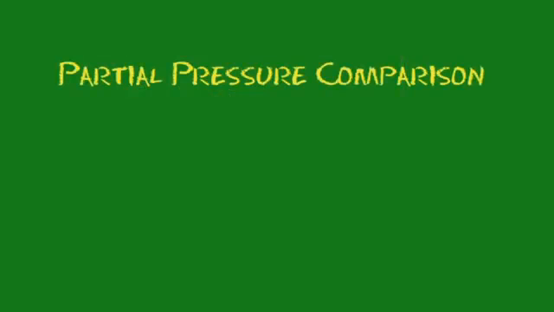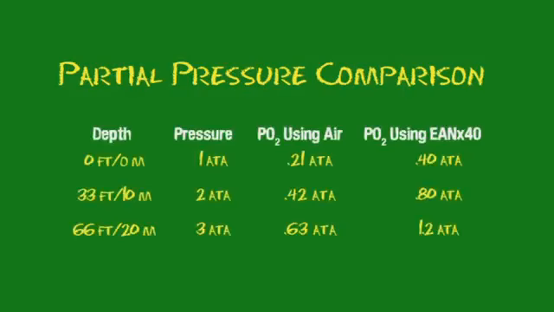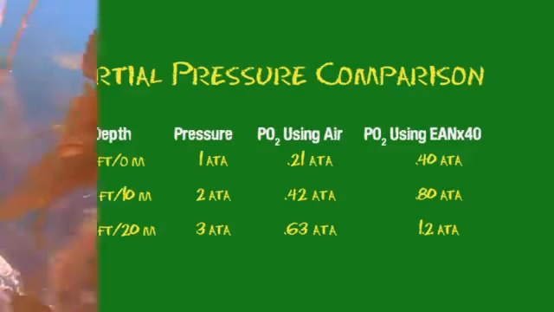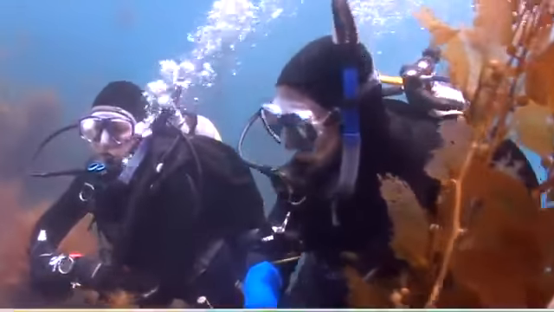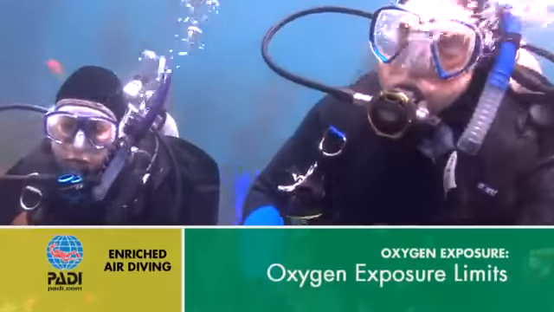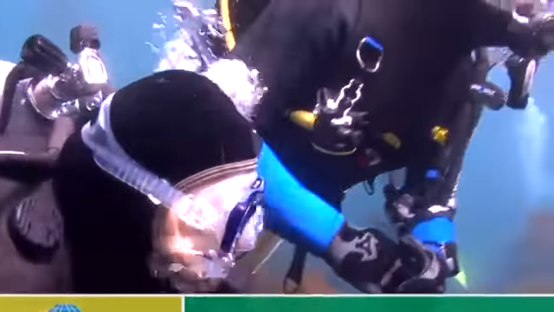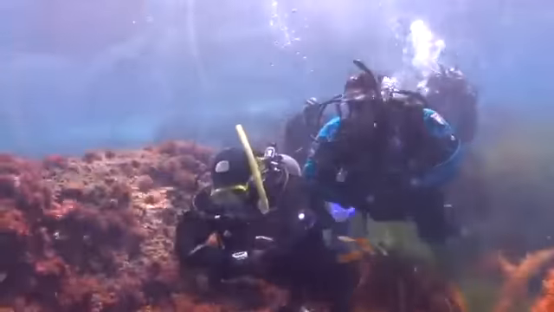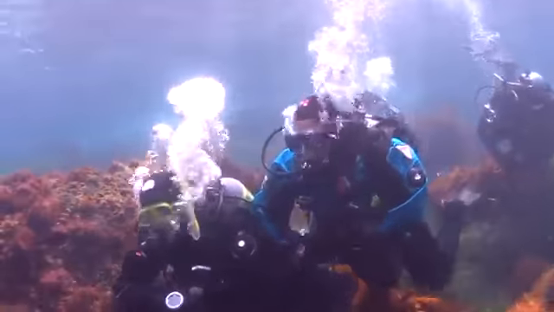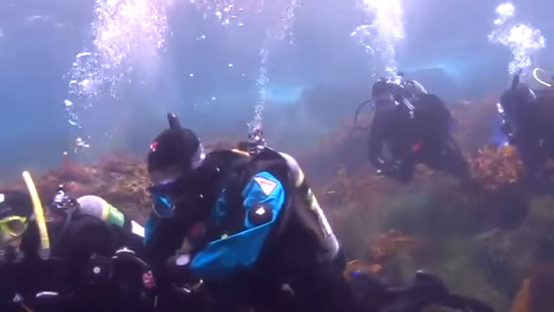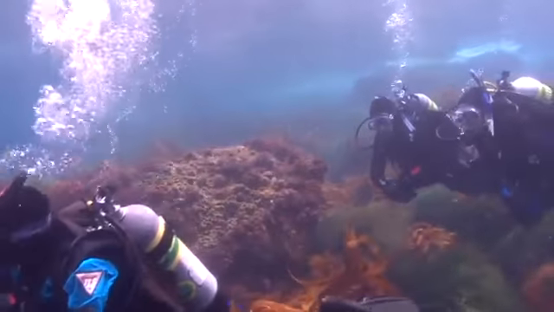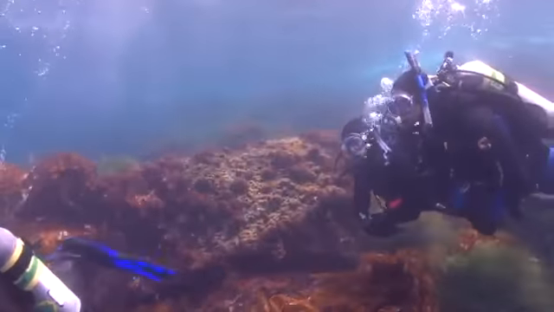Comparing the PO2s for air and Enriched Air 40 at different depths, you can see that the more oxygen in the blend, and/or the deeper you dive, the higher the partial pressure. Let's look at how you use oxygen partial pressures to stay within limits to avoid oxygen toxicity, which can be a serious hazard. Your Enriched Air Dive computer tracks your oxygen exposure much as it does your exposure to nitrogen, and it's important to stay well within the limits.